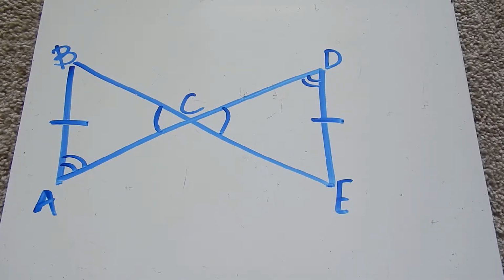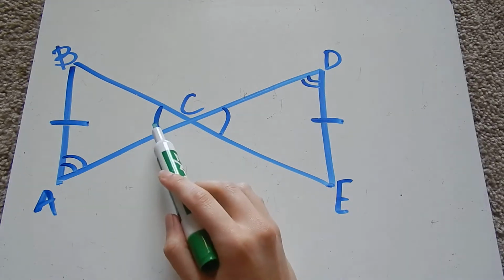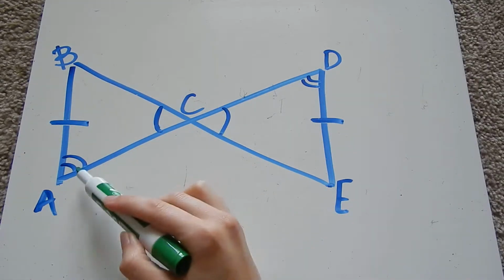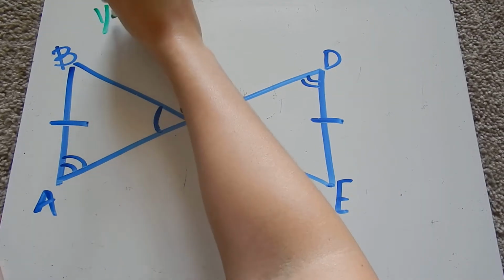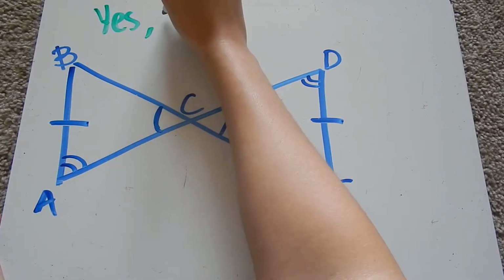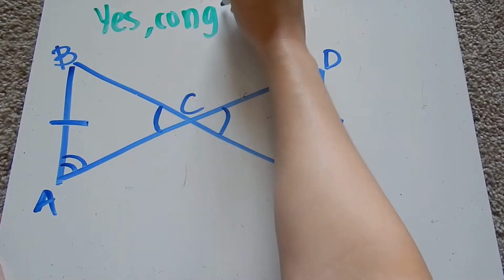So when we're using these two, they both have to have two congruent angles. So if we don't have two congruent angles, then we can't determine whether or not they're congruent. So here we can already see we have these angles congruent and these angles congruent. So we have that these are congruent. So I can say yes, congruent, because we have two angles and a side.